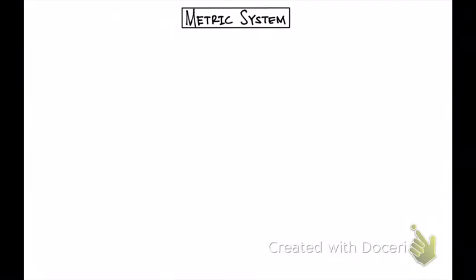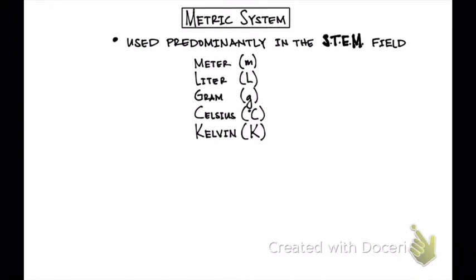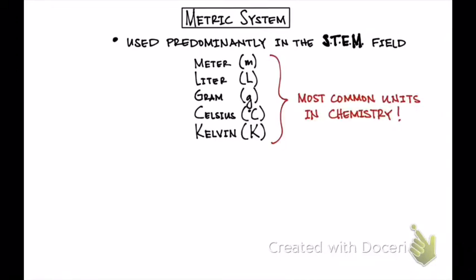But our main focus here is going to be on the metric system because this is relatively easier to use compared to the English system. And this is also the system that's used predominantly in the STEM field: science, technology, engineering, and mathematics. And these are the most commonly used units in chemistry. We have the meter, liter, grams, Celsius, and Kelvin, which is the absolute temperature. And so make sure you know these units and also the symbols for these units. So again, for meter, we have little m, liter, capital L, gram, little g, Celsius, capital C, Kelvin, capital K.